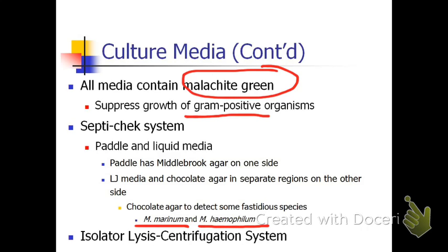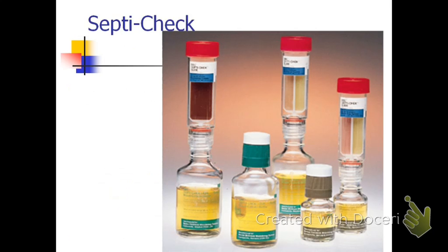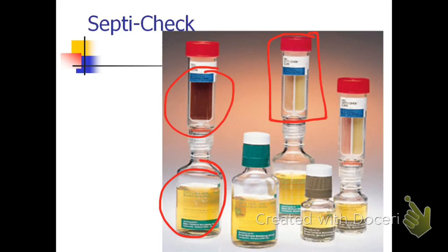Then another one is the isolator lysis centrifugation system. So this is an example of a Septicek agar. It is a combination of both the agar and the liquid medium. Now, interestingly, this one is the chocolate agar. Then you can also have here a paddle that will have two agar at both sides. And then you have here the liquid medium.